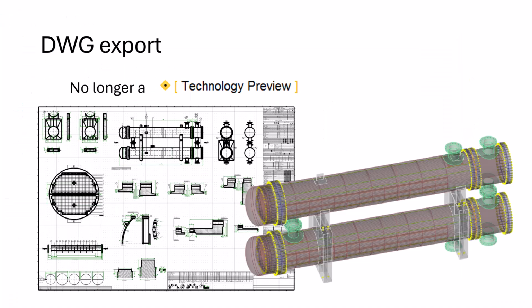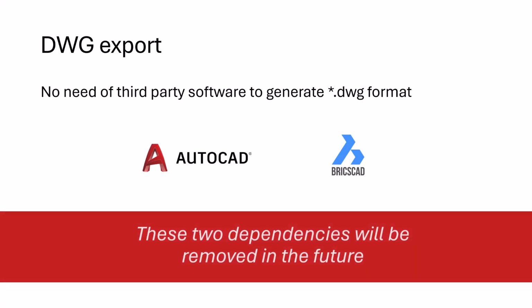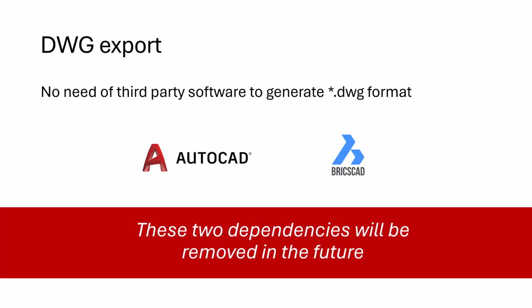Since 2024, AutoPipe Vessel can natively generate DWG format drawings, both 2D and 3D. This feature spares you the use of third-party software such as AutoCAD Classic Version and BricsCAD. Due to their redundancy, these two dependencies will be removed in the near future. You are encouraged to use DWG export by default instead of the legacy alternatives.